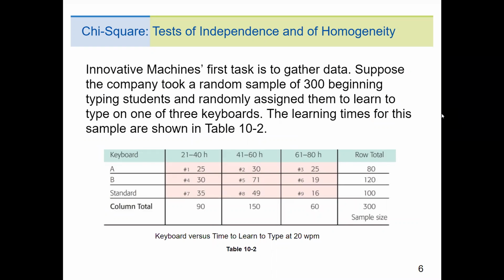Innovative Machines' first task is to gather data. Suppose the company took a random sample of 300 beginning typing students and randomly assigned them to learn to type on one of the three keyboards. The learning times for these samples are shown in table 10.2.